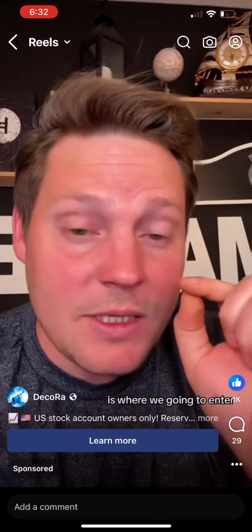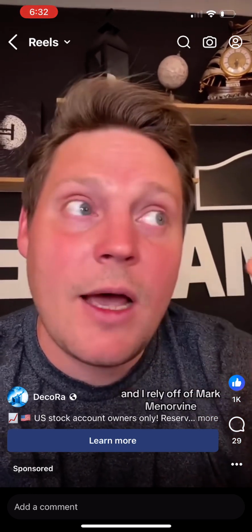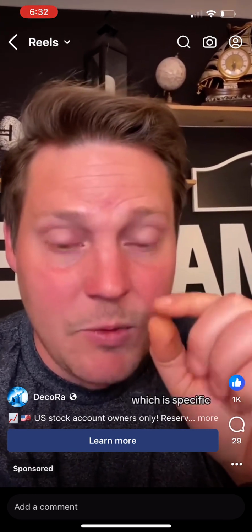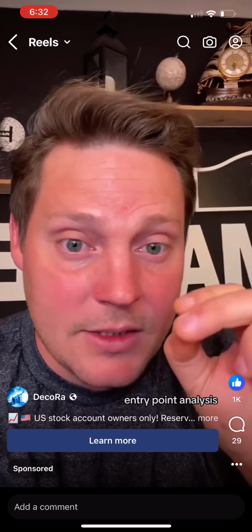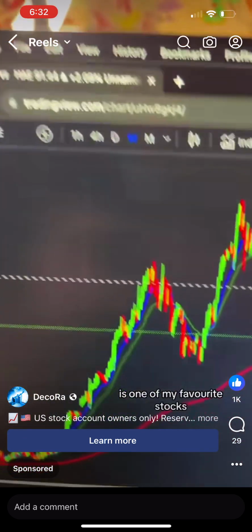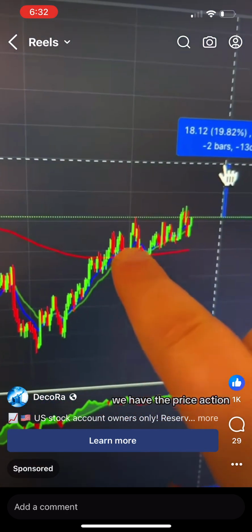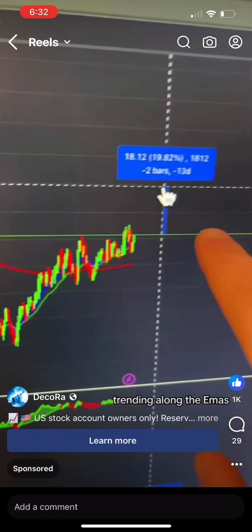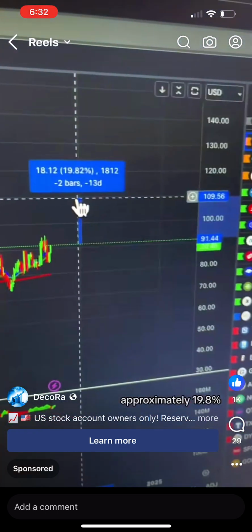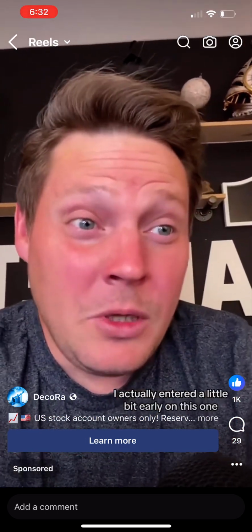The next step is where are we going to enter? And I rely on Mark Minervini. He does SEPA, which is Specific Entry Point Analysis. Now, I mentioned HAE is one of my favorite stocks. I love this gap to the upside. We have the price action trending along the EMAs. This would be approximately 19.8%. I actually entered a little bit early on this one.